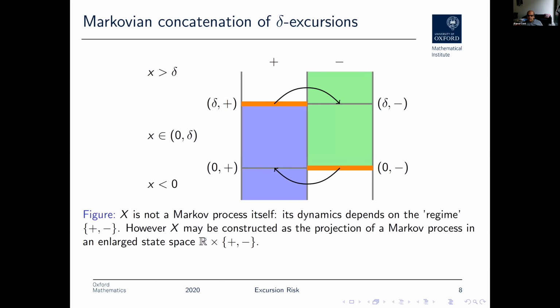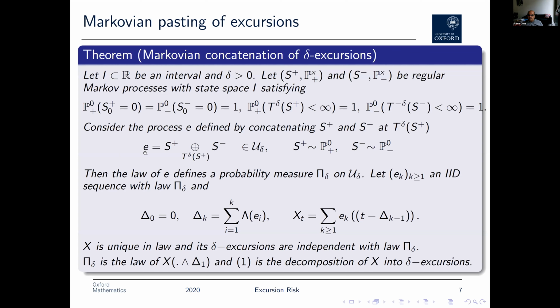X is composed of pieces, which are these delta excursions. Each delta excursion starts at some hitting time of 0 and stops at the hitting time of delta, or it starts at the hitting time of delta and stops at the hitting time of 0. And when you're in the up phase, it evolves according to S plus, and when in the down phase, it evolves according to S minus.